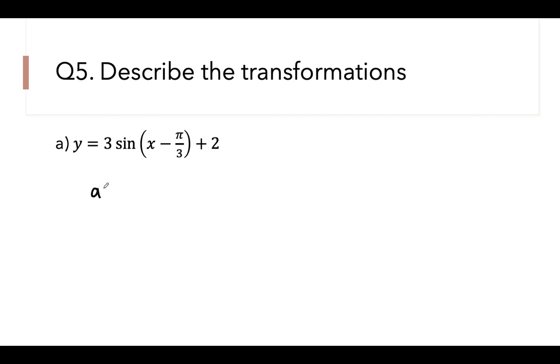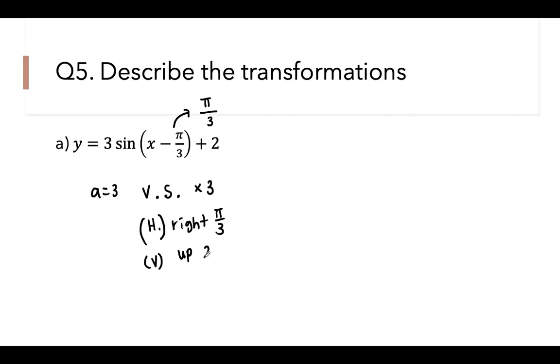So a is equal to 3. So that means it's a vertical stretch by factor of 3. There's no horizontal stretch or compression because it's just 1. And we are moving, so negative pi over 3, if I take it out, it becomes positive pi over 3. So we are moving horizontally by right pi over 3. So you could write horizontal or just write pi over 3. And then 2, we're moving up, which is the vertical translation, up 2 steps.